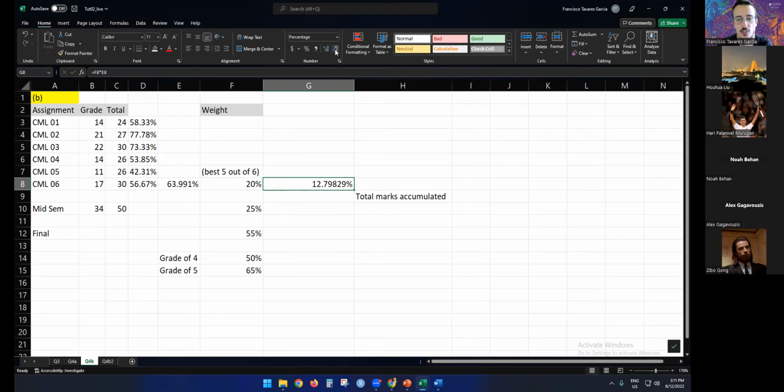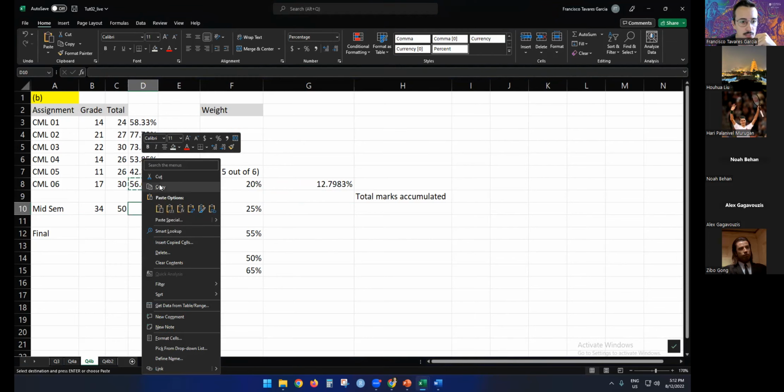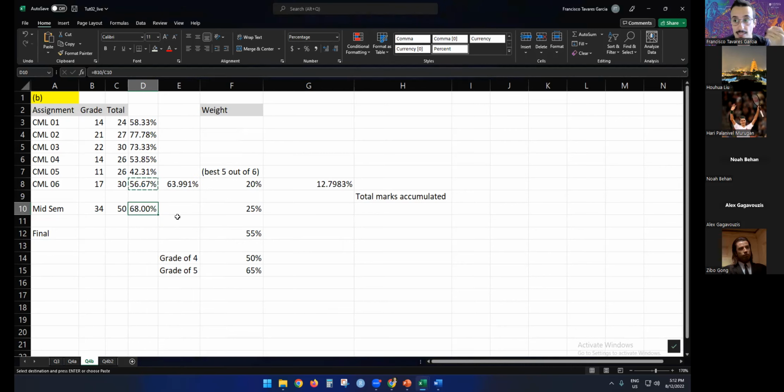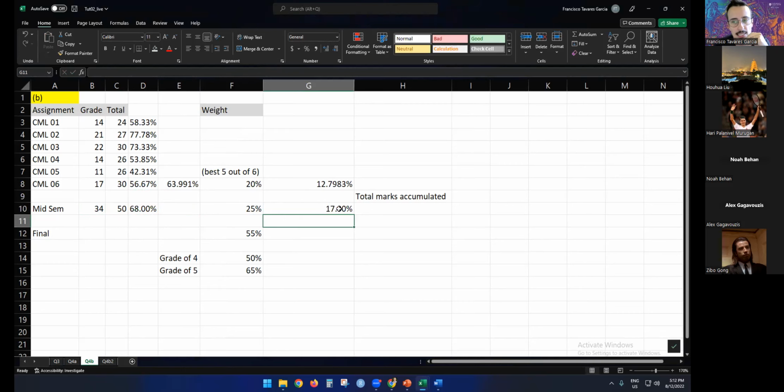Out of the 20% that the CMLs count for, this student already scored 12.8, or like 12.7983. How much did the midsem contribute to his grade? Same thing, you can copy and paste. He got 68%, so basically this times 2. When I multiply, equals this times this, he got another 17% from the midsem. So in total, this plus this is what he got: 29.7983%.